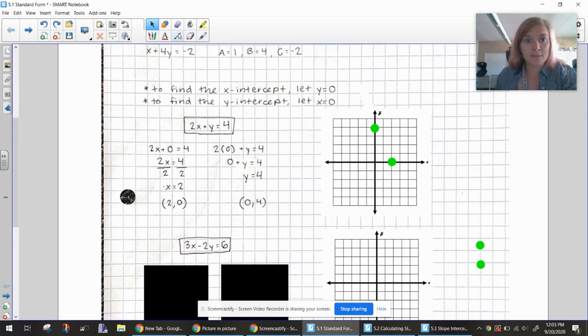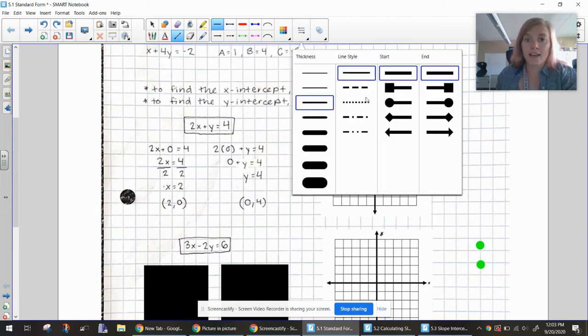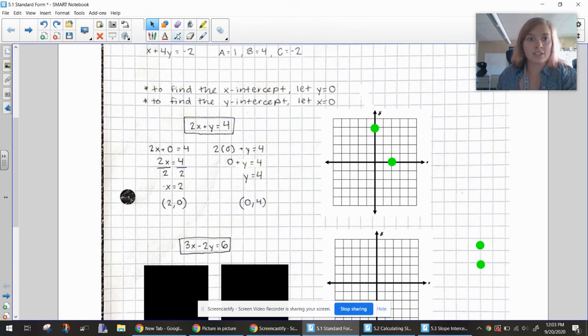What's also really nice about standard form is I can actually graph my line now. So I have, let's give it arrows on both sides, I have my x-intercept, I have my y-intercept. Oh, it tried to disappear on me. We'll just do a straight line. And I can connect those dots. And that is my line.